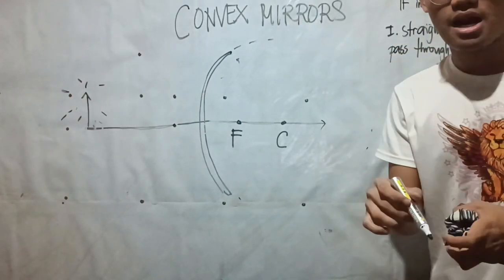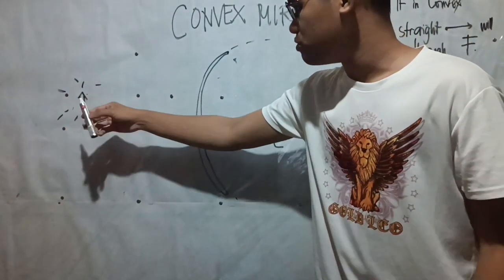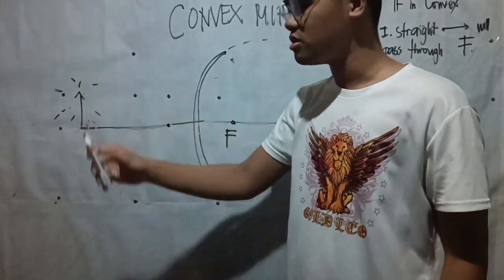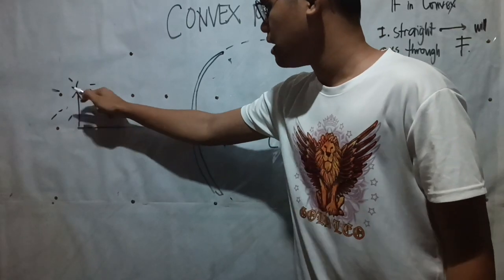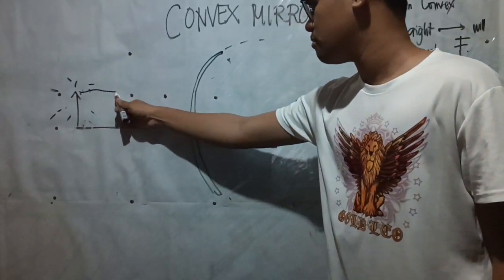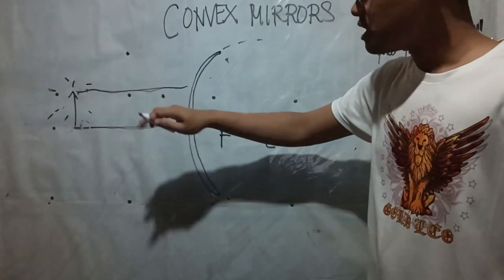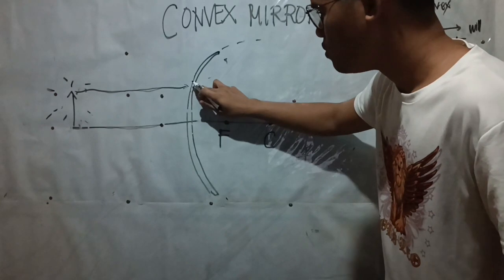Now, where are we going to draw? So, coming from the tip of our object, for example, which is illuminated by the light source, a straight ray, imagine that is a straight ray that passes through the mirror.